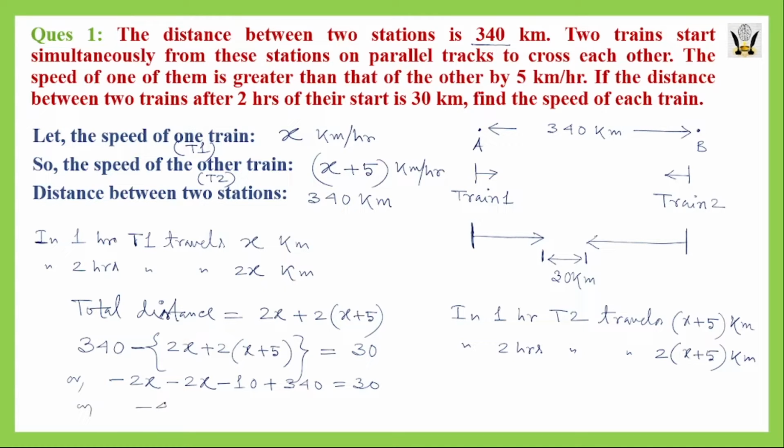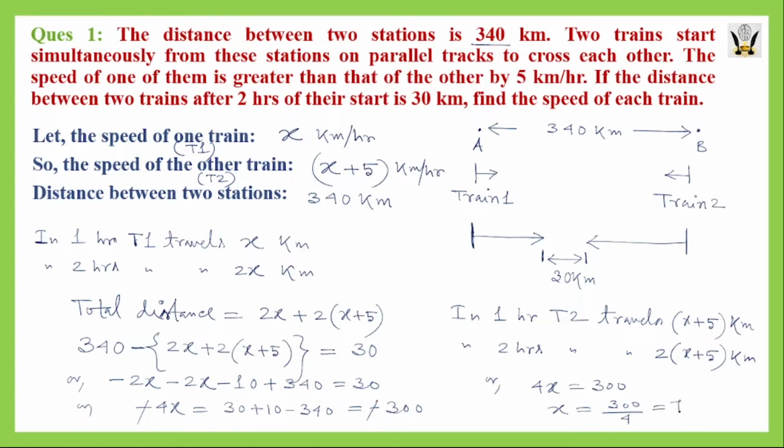So it will be minus 4x, and if we take all the constant values on the other side of the equation, then it will be 30 plus 10 and then minus 340. So it will be 40, and minus 340 means minus 300. That means 4x, if we cancel the negative sign, will be equal to 300. That means the value of x will be 300 divided by 4.